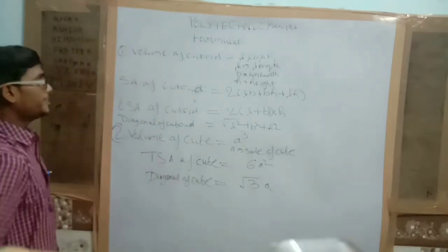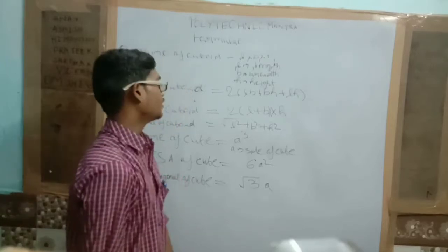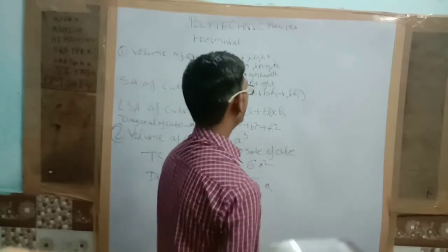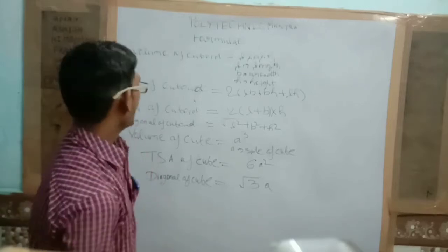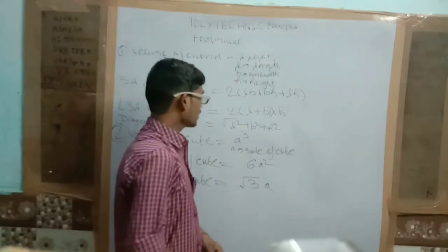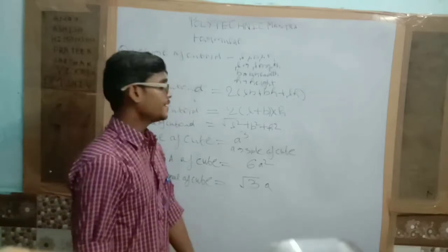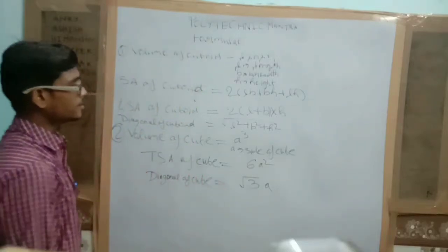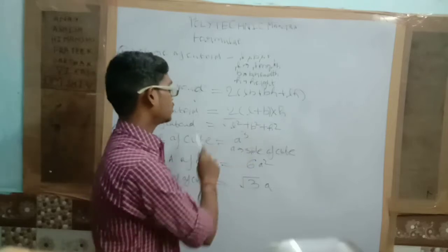Now surface area of cuboid is 2 under bracket LB, meaning product of length and breadth, plus BH, product of breadth and height, and plus product of length and height. Now LSA of cuboid equals 2 under bracket L plus B, meaning sum of length and breadth, into height. Now diagonal of cuboid equals under root L square plus B square plus H square.